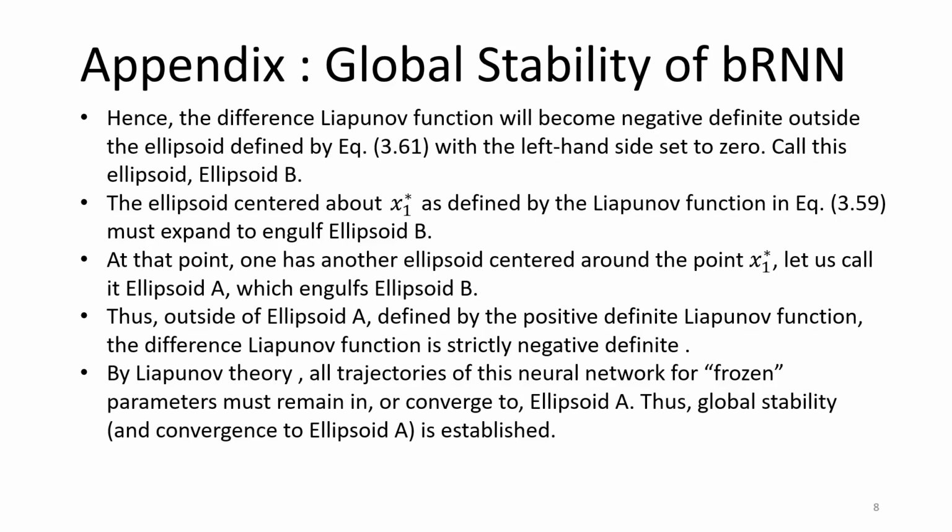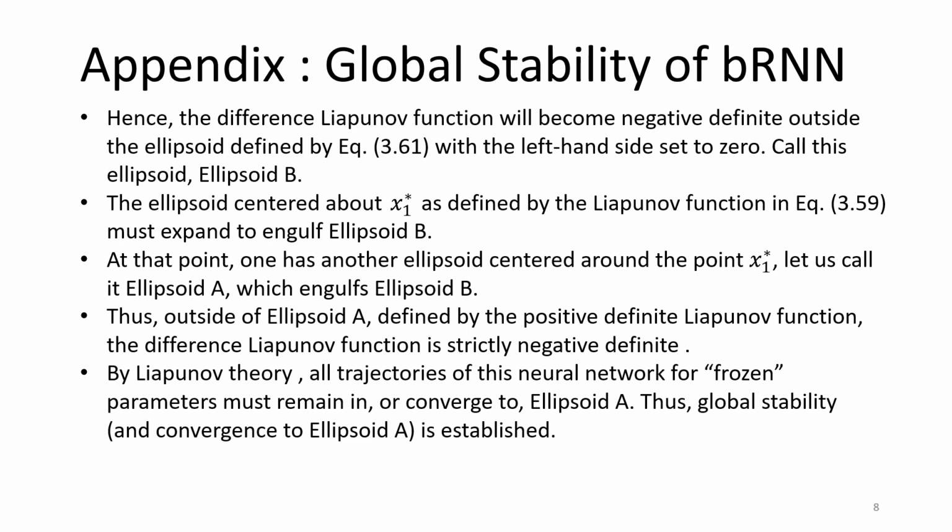In graphical form, the ellipsoid centered about x*_1 and defined by the Lyapunov function in equation 3.59 must expand to include ellipsoid B. Thus, after expansion, we have another ellipsoid centered around the point x*_1; let us call it ellipsoid A. Ellipsoid A engulfs, or includes, ellipsoid B. Thus, outside of ellipsoid A, defined by the positive definite Lyapunov function, the difference Lyapunov function is strictly negative definite. Thus, by Lyapunov theory, all trajectories of this neural network for frozen parameters must remain in, or converge to, ellipsoid A. That is, the function is decreasing along all trajectories of the system.